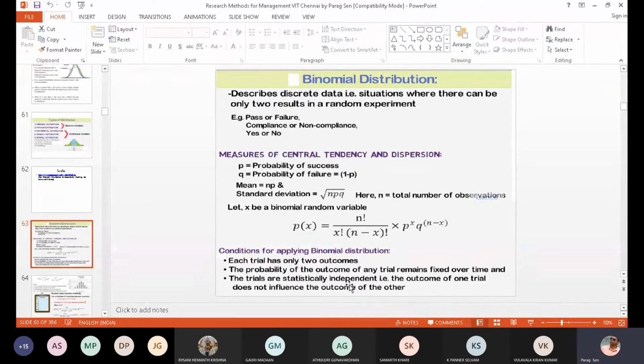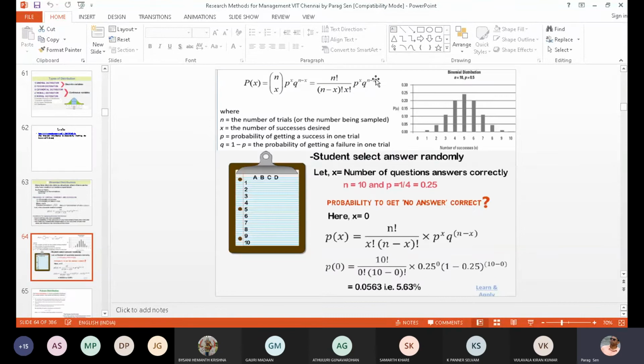Okay, and the trials are statistically independent. It means the outcome of one trial does not influence the outcome of the other. So in these cases, binomial distribution can be used. Again, the formula is given, and you can also see what the binomial distribution looks like.